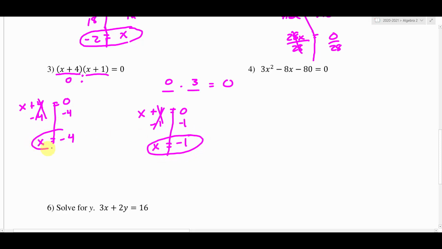So there's our two solutions for this equation. This one happens to have 2. If I took either one of these numbers and plugged them in, I would get that 0 out. Okay, and that's the zero product property.